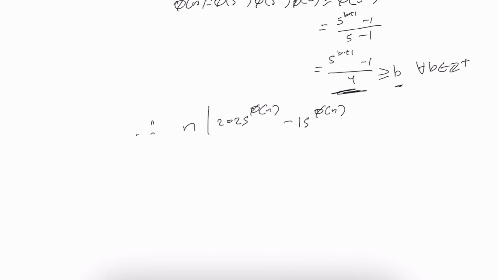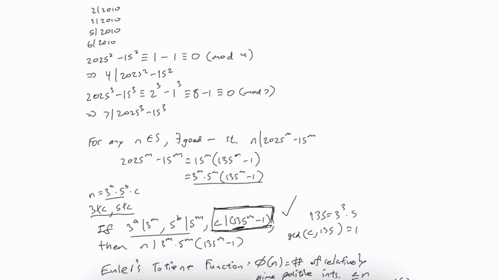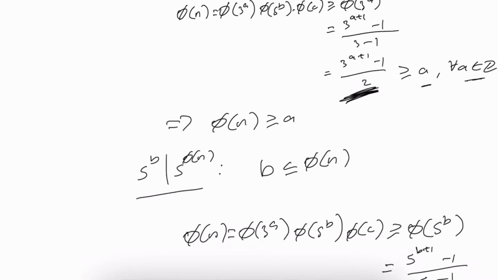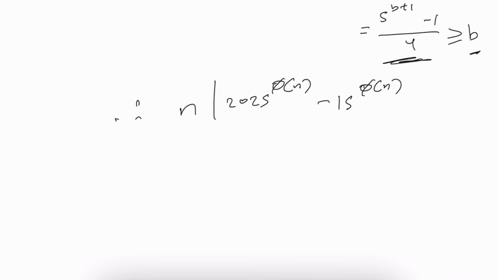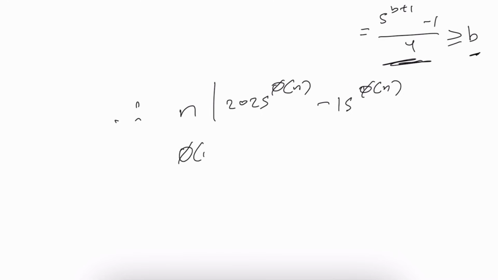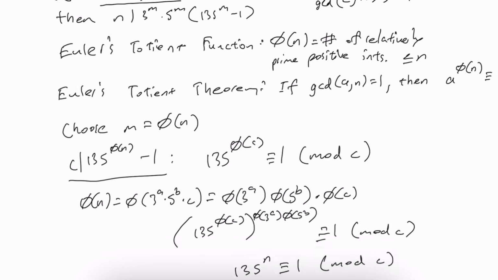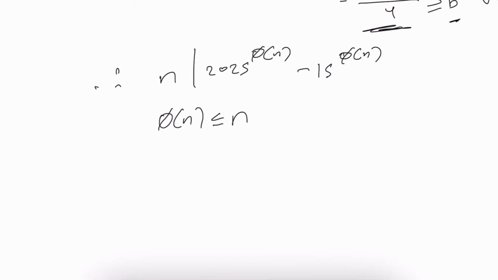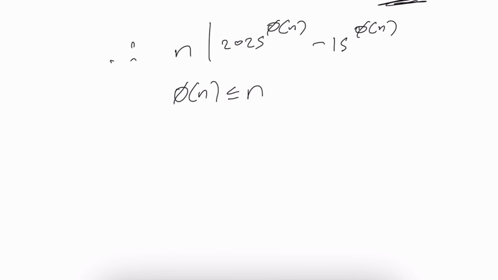And so how does that help us with our problem, with showing that S is all of the positive integers? Well, we can note that phi of n is less than or equal to n, because phi is defined as the number of relatively prime positive integers less than or equal to n. So there's at most n of those. And so this motivates just using strong induction to finish out the proof.